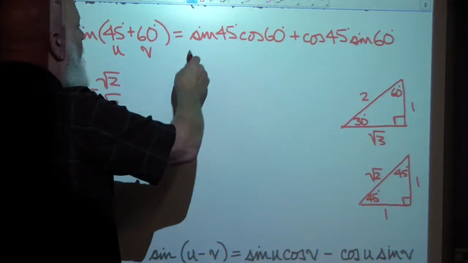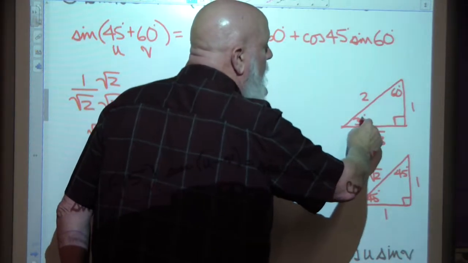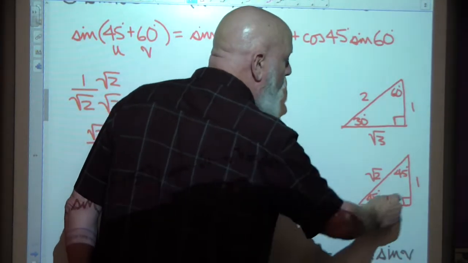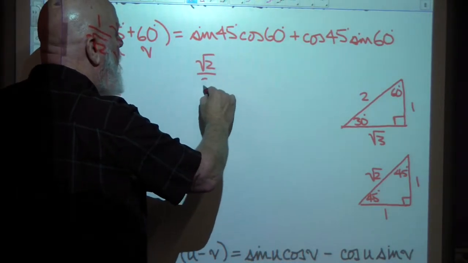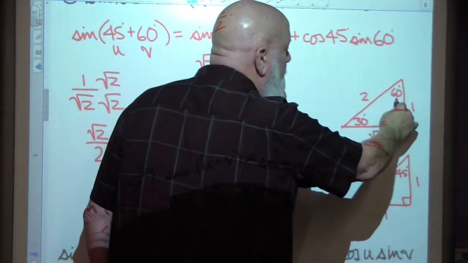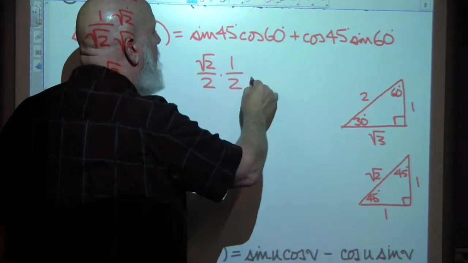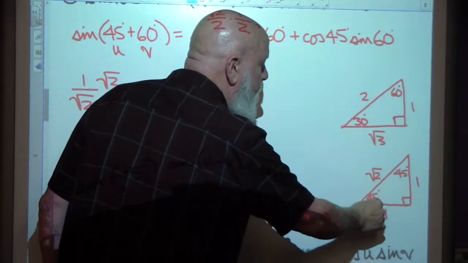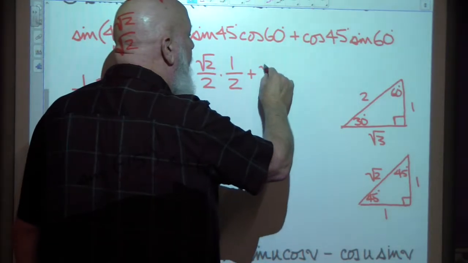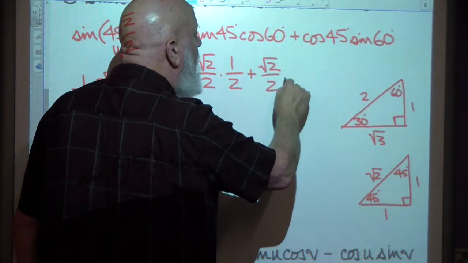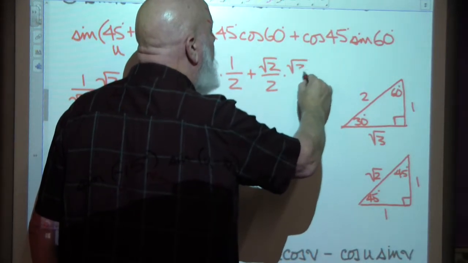So we got the sine of 45 degrees. That is 1 over radical 2, opposite over hypotenuse, that's radical 2 over 2 if I rationalize the denominator. Times the cosine of 60, that's 1/2. Plus, the cosine of 45 degrees is adjacent over hypotenuse, that's 1 over radical 2, which is the same thing, I just did that, radical 2 over 2. Times the sine of 60 is opposite over hypotenuse, radical 3 over 2.